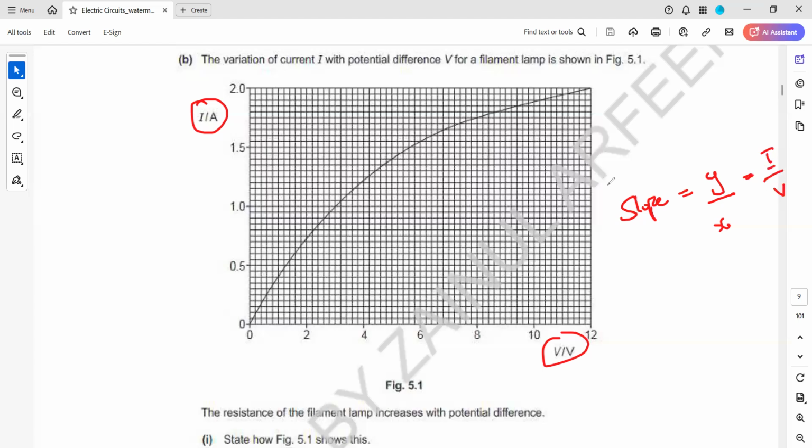So in that case, what does the slope represent? We have the formula V equals IR. So I equals V over R, or R equals V over I. The resistance is the ratio between voltage and current, but the slope is representing I over V. So the slope is representing 1 over R. As you can see, the slope is decreasing here. If the slope is decreasing, what happens to the resistance? The resistance of this electrical component is increasing.